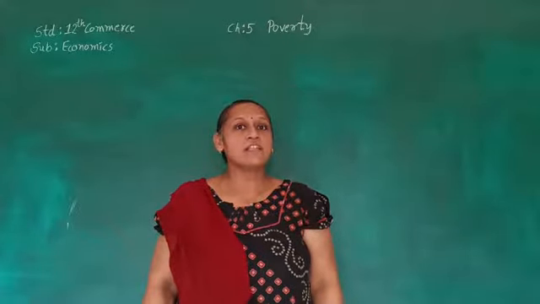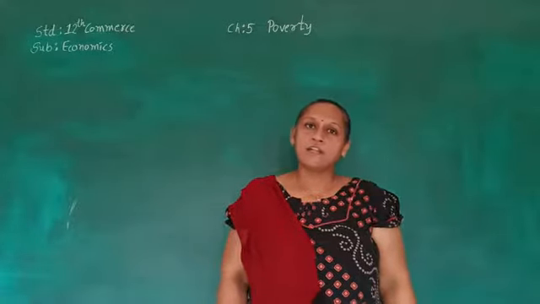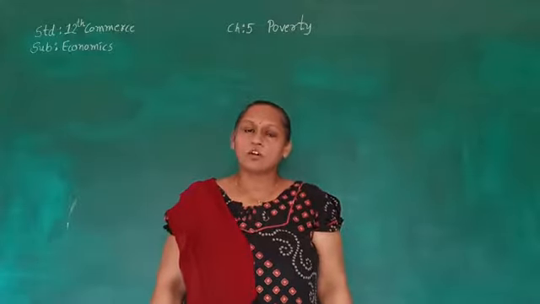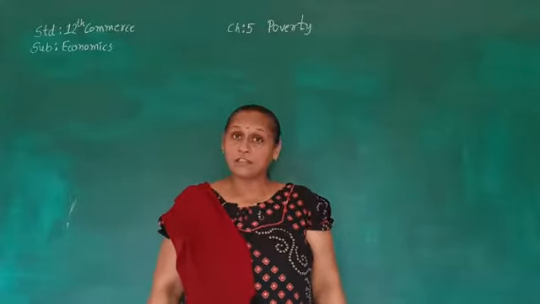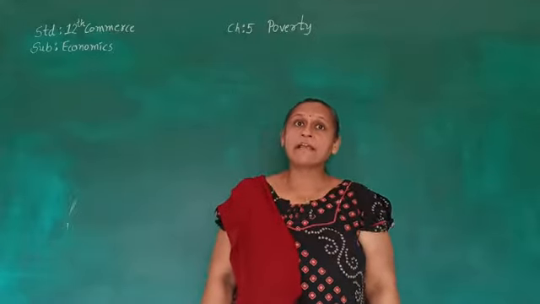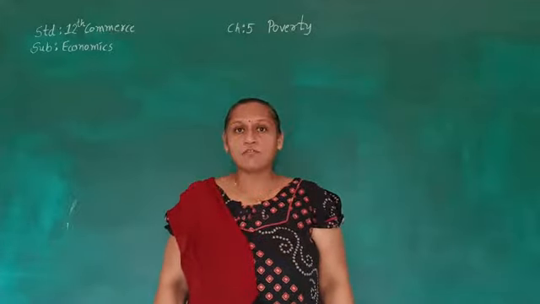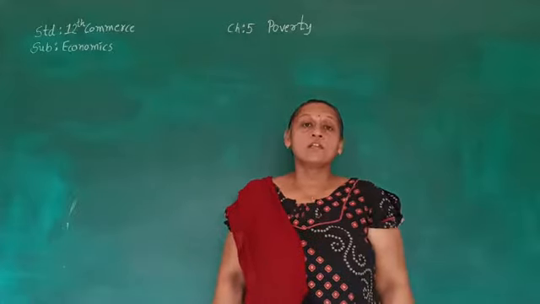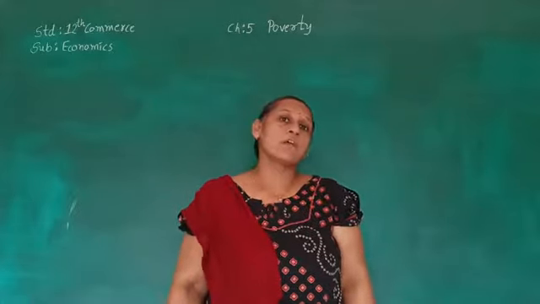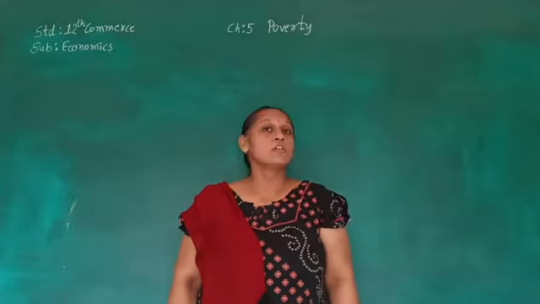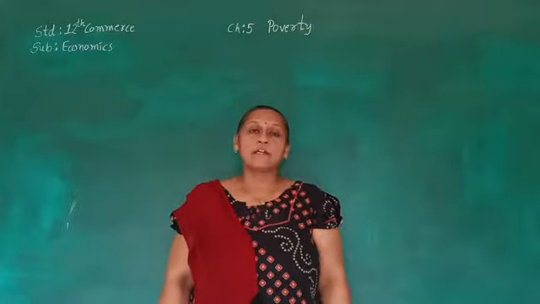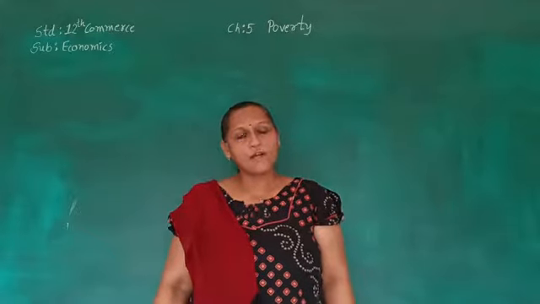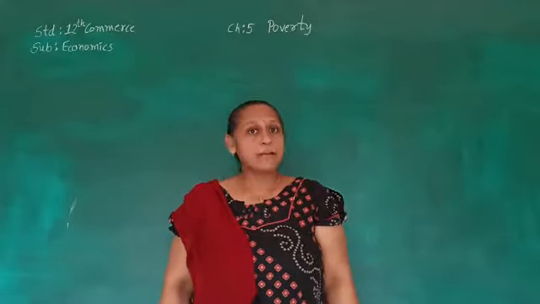Today we are going to see chapter number 5, Poverty, of the subject Economics, Standard 12, Commerce. This is the 10th part of the same chapter, and in our last video we have seen some measures to reduce poverty. So today again we are going to see the government programs that help to eradicate poverty. Let's start with the measures to reduce poverty, in that, government programs.